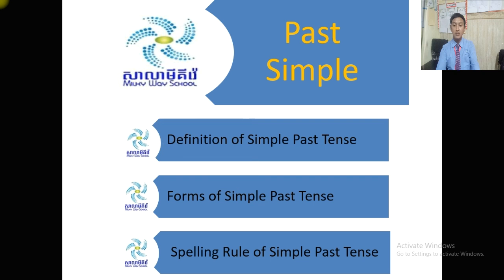Here you can see the 3 points that you have to learn. The first is the definition of simple past tense. The second point is forms of simple past tense, and the third point is spelling rules of simple past tense. Don't forget, sometimes you can say simple past tense, and you can also say past simple. That's no problem.